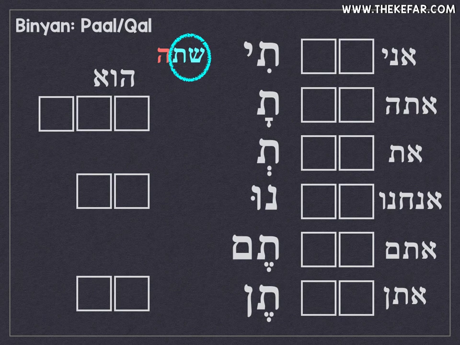Instead of our sound pattern being ah, the way it's been with our paal verbs, or just like it's been with the kal verbs, it's going to become ai. So instead of achalti, I ate, karanu, we read, it's going to be ai. Okay, so ani, shatiti instead of shataati. Ata, shatita instead of shataata. At, shatit. Anachnu, shatinu. All right, so the second vowel sound is changing. Instead of ah, it becomes ai.